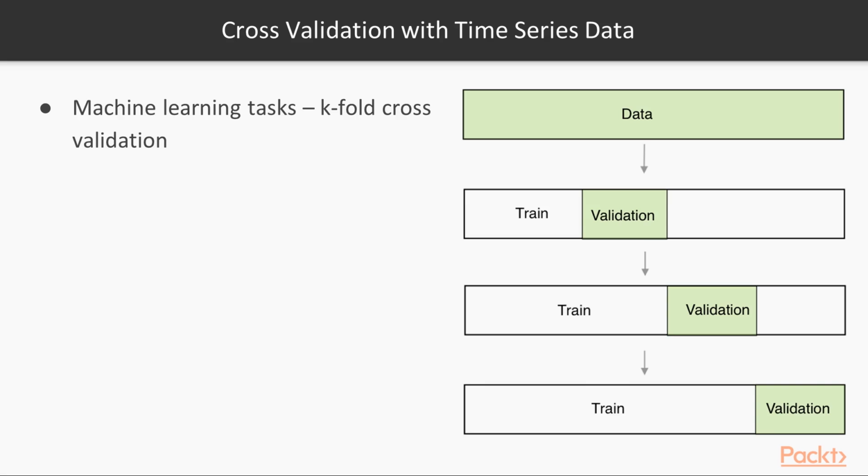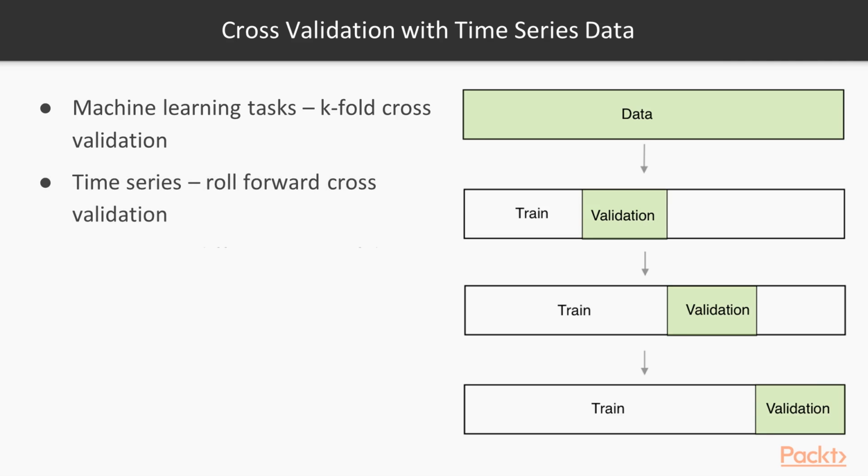trend. Usually in machine learning, we use k-fold cross-validation. K-fold cross-validation is where we divide the data into k folds and then train on k-1 folds and then test, or rather validate, on the kth fold. But in this case, in cross-validation with time series data, it is a little bit different. It is replaced by roll-forward cross-validation.